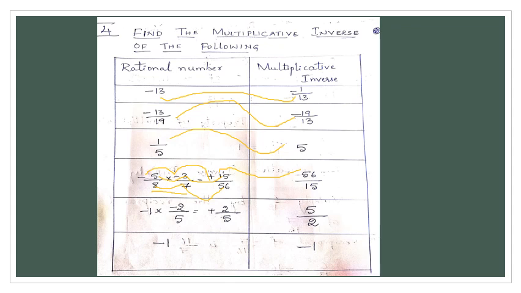Then in the next one, minus 1 into minus 2 by 5 is equal to, see here, let us simplify these rational numbers also. Minus into minus is plus. Then 1 into 2 by 5 means 2 by 5 itself. So the simplified form of the given problem is plus 2 by 5. For this, the multiplicative inverse is 5 by 2. Then for minus 1, the multiplicative inverse is minus 1 itself. I hope you understood, children. Now let us move on to the next main.